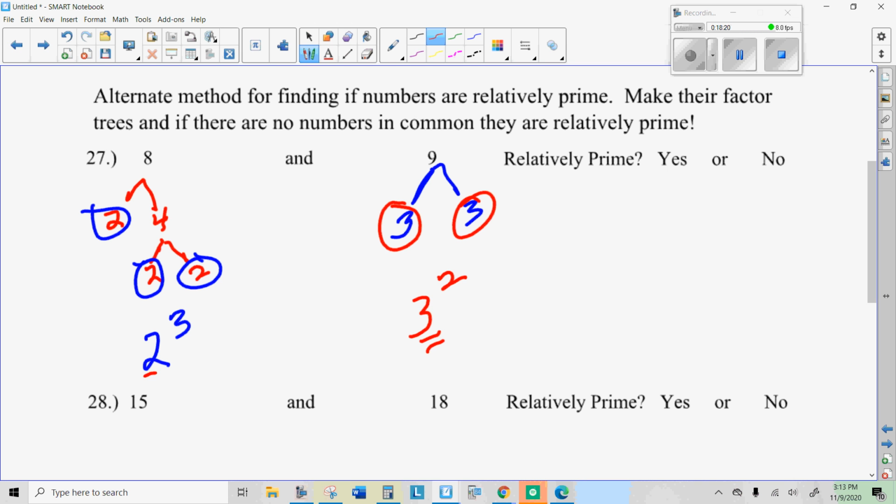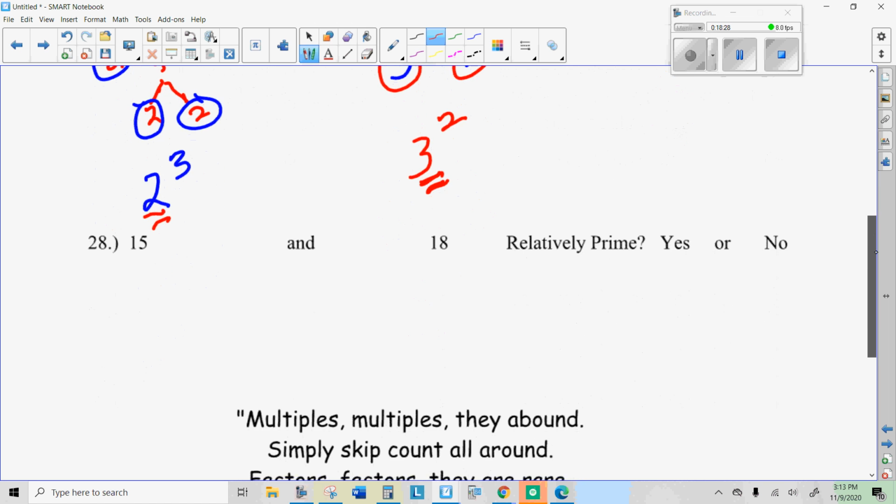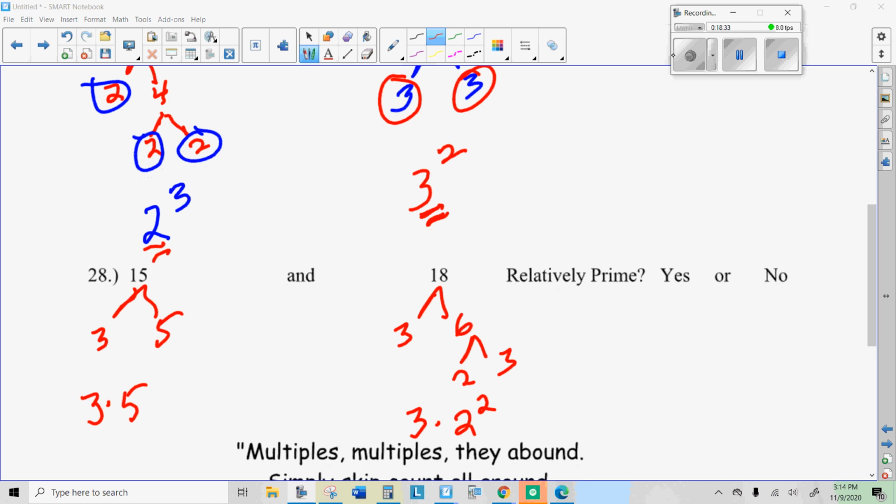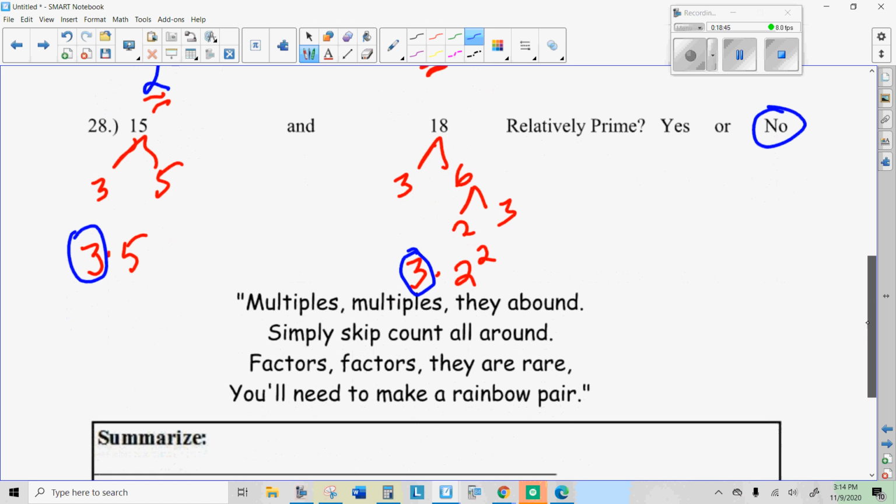Now notice we only have 2's to make 8, we only have 3's to make 9, so they're going to be relatively prime. Go ahead and try that method to see if 15 and 18 are relatively prime. Notice how they have a factor of 3 in common, which means they are not relatively prime.